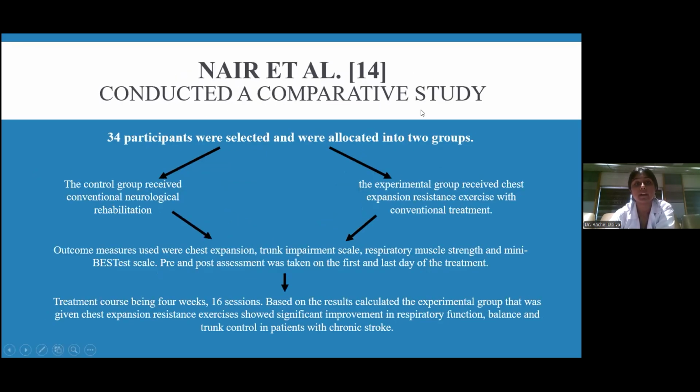Nair et al. conducted a comparative study in which they included 34 participants allocated into 2 groups. The control group received conventional neurological rehabilitation, while the experimental group received chest expansion resistance exercise with conventional treatment. The outcome measures were chest expansion, trunk impairment scale, respiratory muscle strength, and mini BESTest scale. The pre and post assessments were taken on the first and the last day of the treatment, the treatment course being 4 weeks, 16 sessions. Based on the results, the experimental group showed significant improvement in respiratory function, balance, and trunk control in patients with chronic stroke.